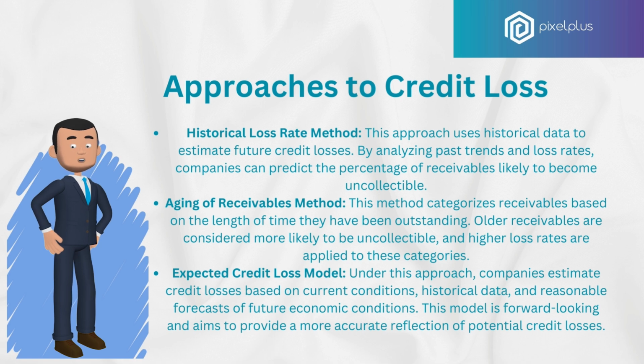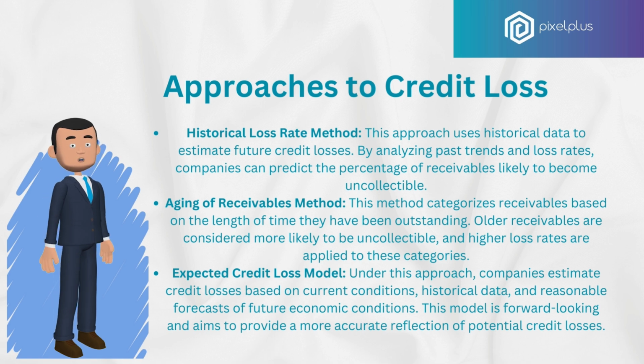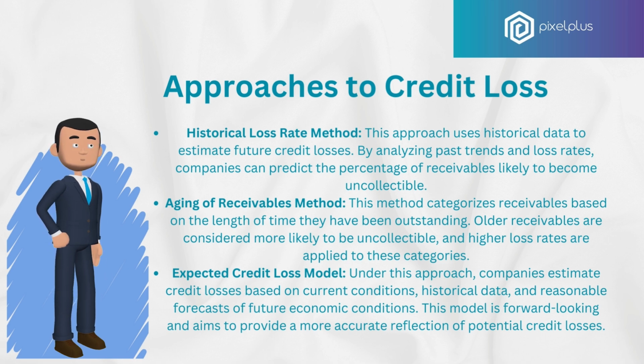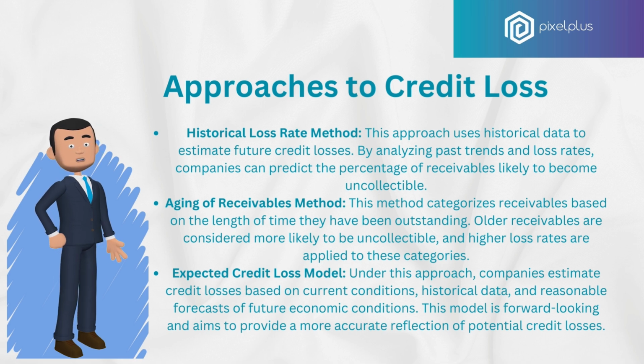Determine the loss rate for each period by dividing the total bad debts by the total credit sales for that period. For example, if a company had $10,000 in bad debts and $500,000 in credit sales in a given year, the loss rate would be 2%. 3. Average historical loss rate. Compute the average loss rate over multiple periods to smooth out any anomalies and provide a reliable estimate. This average rate is used to estimate future bad debts.